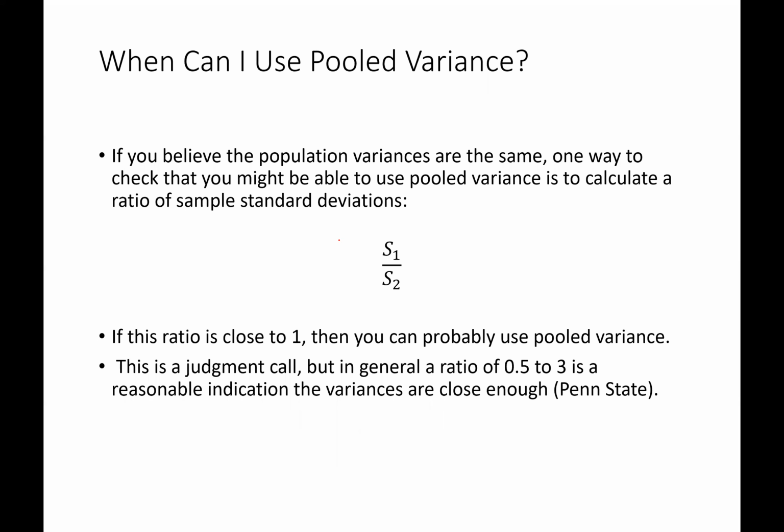If you believe the population variances are the same, one way to check is to look at the ratio of your sample standard deviations. If that's close to 1, you can probably use a pooled variance. And this is really just a choice in your calculator, whether you choose to use pooled variance or not. It's a judgment call, but in general, a ratio of 0.5 to 3 is a reasonable indication that the variances are close enough.